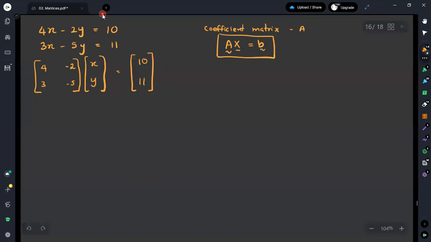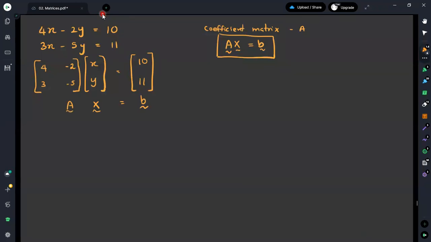Now, once you multiply the left hand side of these matrices, you will again get the quantities 4x minus 2y and 3x minus 5y. Multiplying the first row with the column gives the first equation, and the second row with the column gives 3x minus 5y, the second equation. Therefore, you have converted this into the form Ax = b.